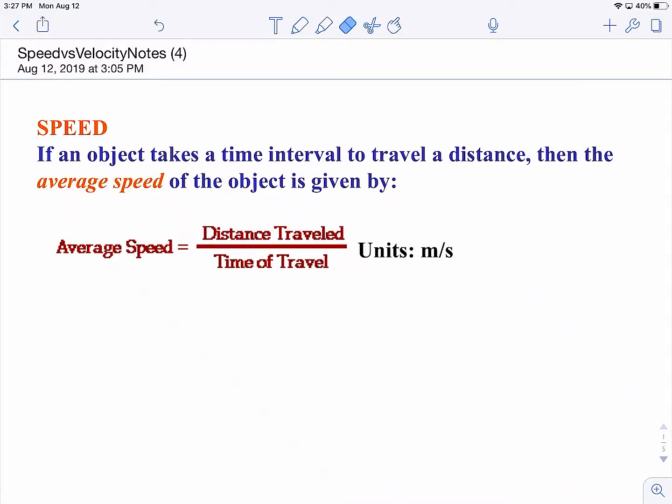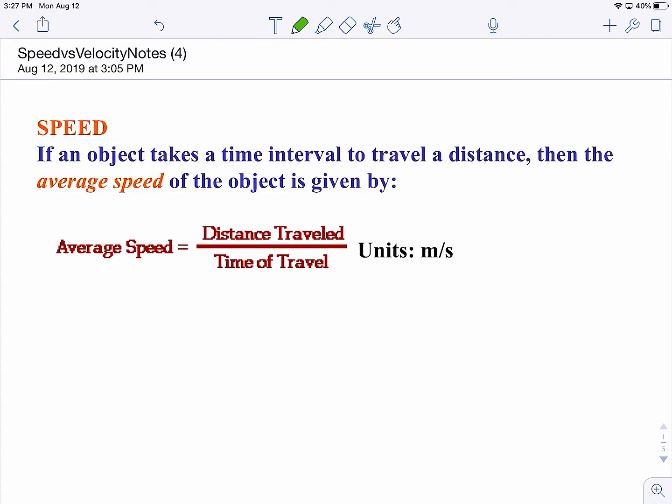Okay, this video is dealing with speed and velocity and the difference between the two. So we know when we're driving down the road going 70 miles per hour, we kind of have a feel for how fast that is.